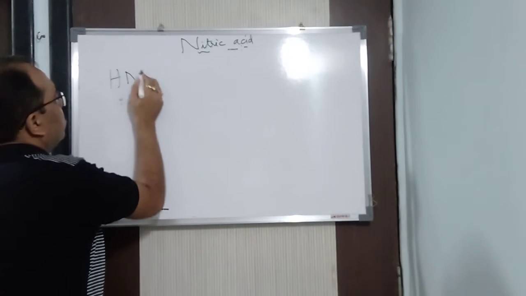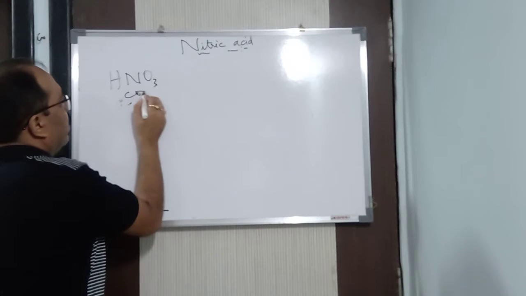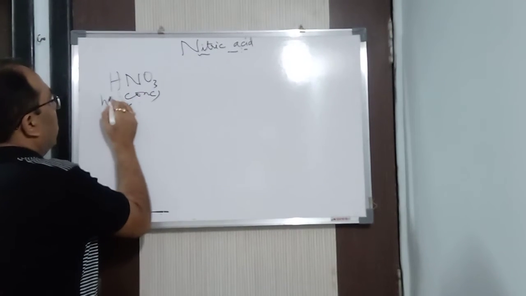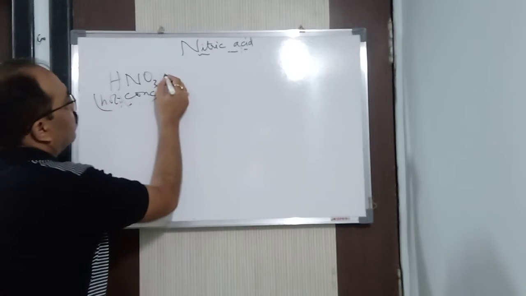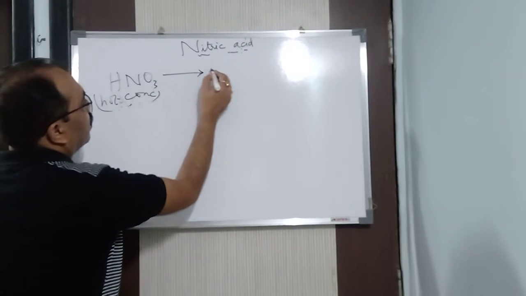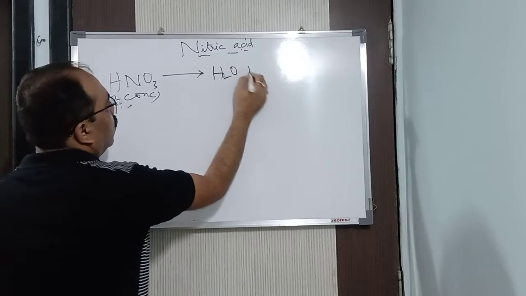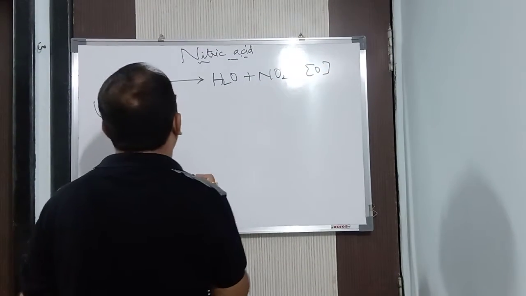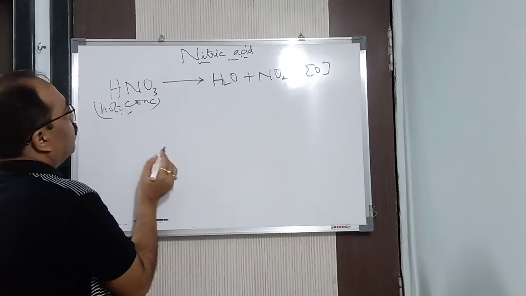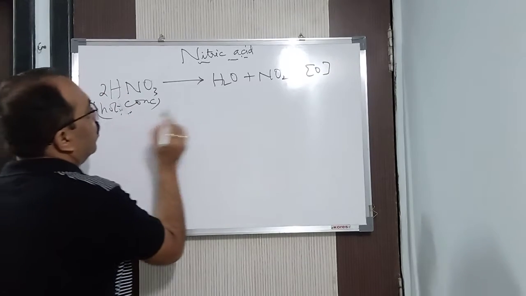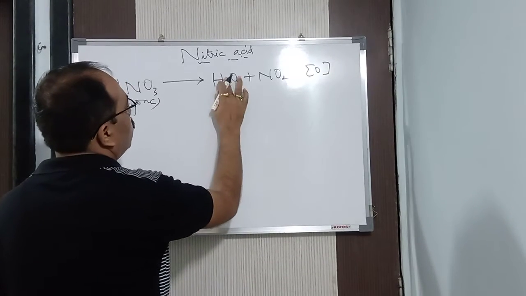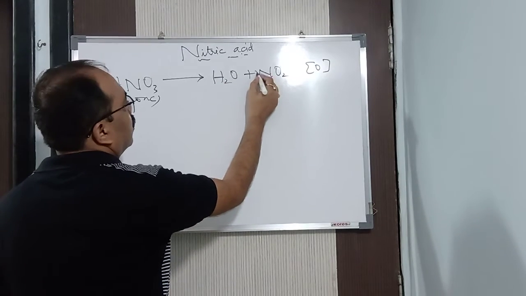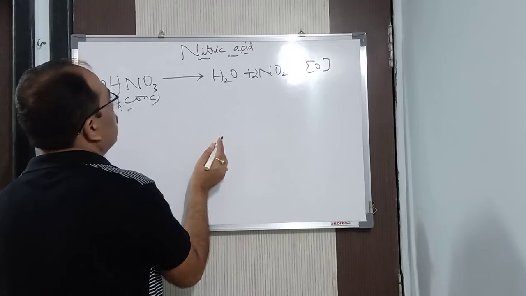Now, what I said, concentrated acid behaves as an oxidizing agent. How? See, HNO3, hot and concentrated. Let me write hot also, that's better. Hot and concentrated HNO3 will give you nothing but H2O plus NO2 plus nascent oxygen. Alright? So you balance it: 2HNO3 will give you H2O, as 2 hydrogen is there, I have taken it, plus 2NO2 plus this nascent oxygen.